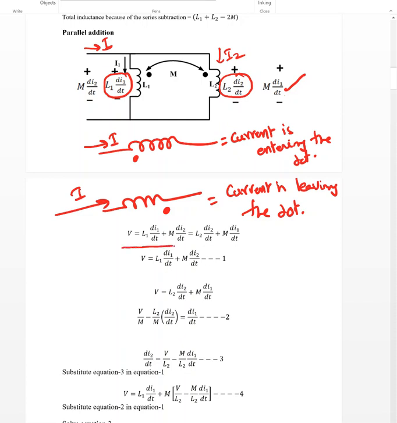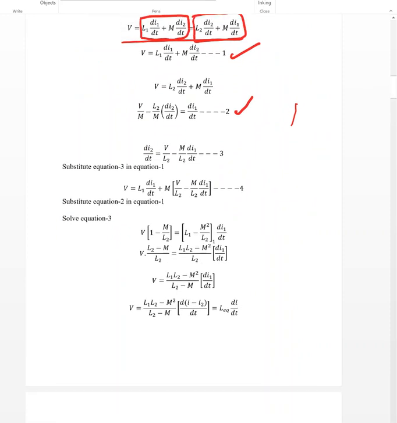So what is the total voltage? V total is the same in parallel. One branch has L1 di1 by dt plus M times di2 by dt. The other branch has L2 times di2 by dt plus M times di1 by dt. This is equation 1, and I make the other one equation 2. If you solve those two equations, when they are in addition, the total inductance is going to be (L1 L2 minus M square) over (L1 plus L2 minus 2M).